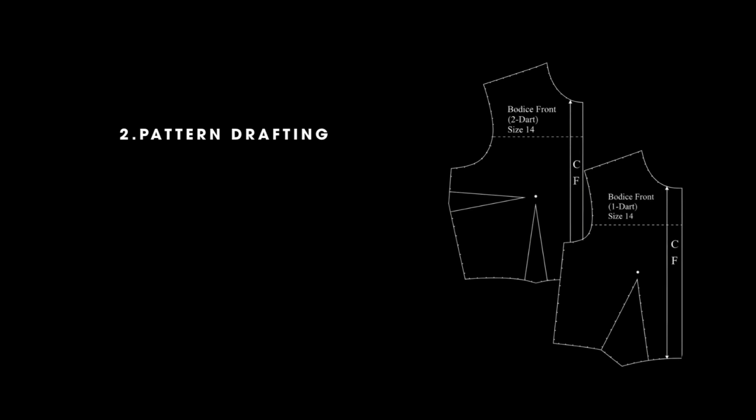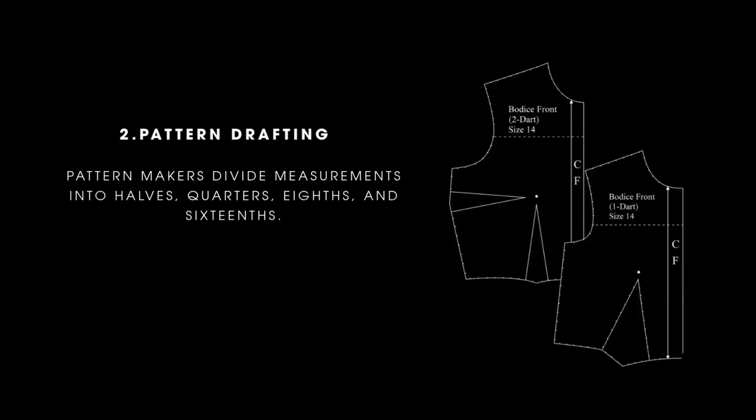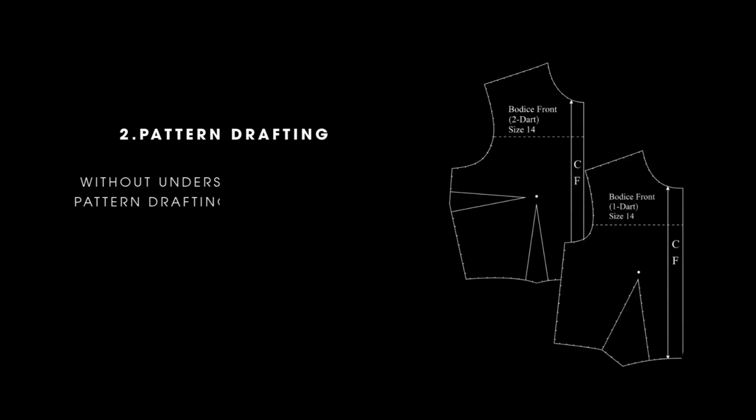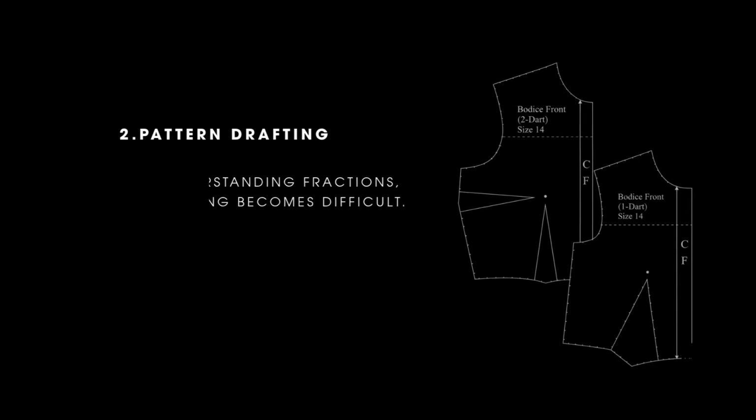Next, in pattern drafting, pattern makers divide measurements into halves, quarters, eighths, and sixteenths. For example, if the bust measurement is 36 inches, the quarter bust measurement will become 9 inches, and where the shoulder measurement is 14 inches, the half shoulder measurement will become 7 inches. Without understanding fractions, pattern drafting becomes very difficult.